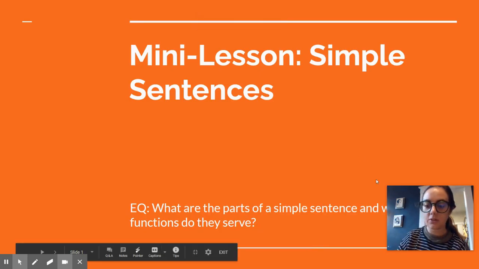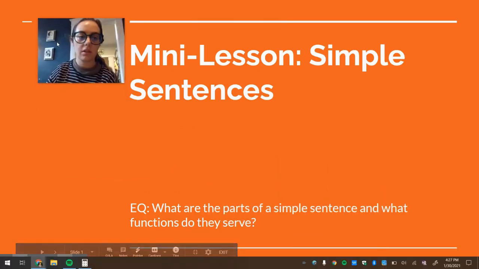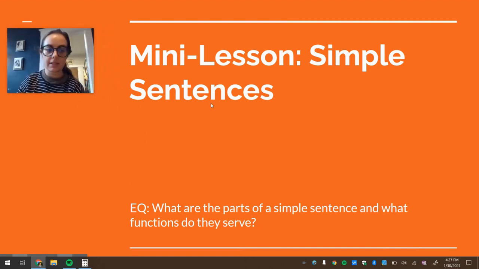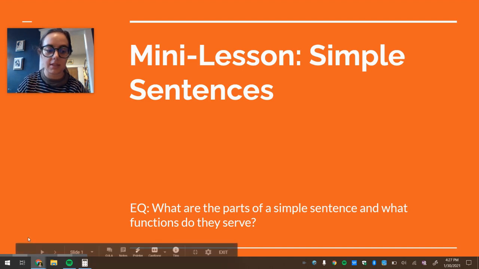Hi everyone. So today your lesson is on simple sentences. And so when you type out the topic, please type out simple sentences, put today's date, and then also the essential question, which is what are the parts of a simple sentence and what functions do they serve?